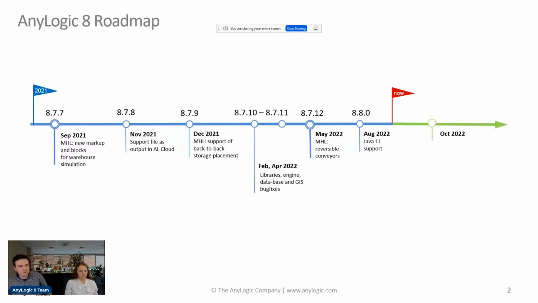Okay, so to begin with, let's take a brief look at our roadmap. As you can see, since the last AnyLogic conference, we have released 7 versions of AnyLogic. We are on trend with our frequent releases. So we have 6 minor ones and 1 major. Let's discuss it a bit.